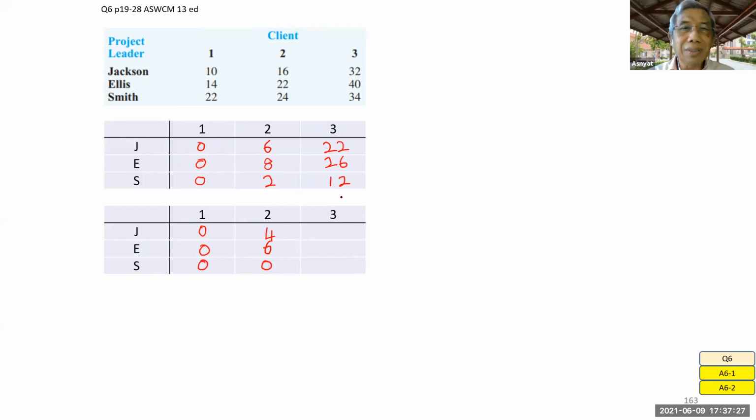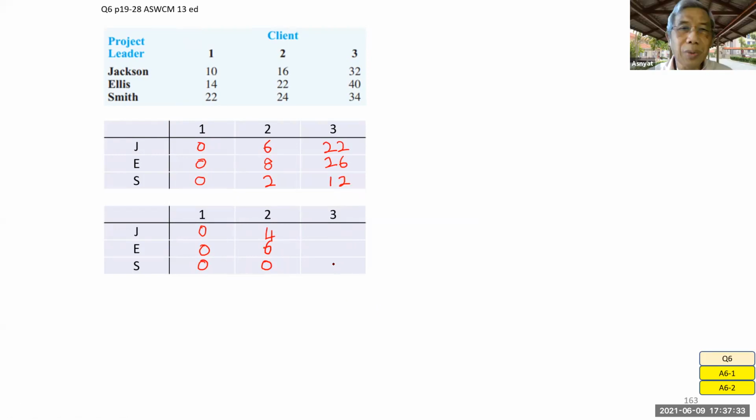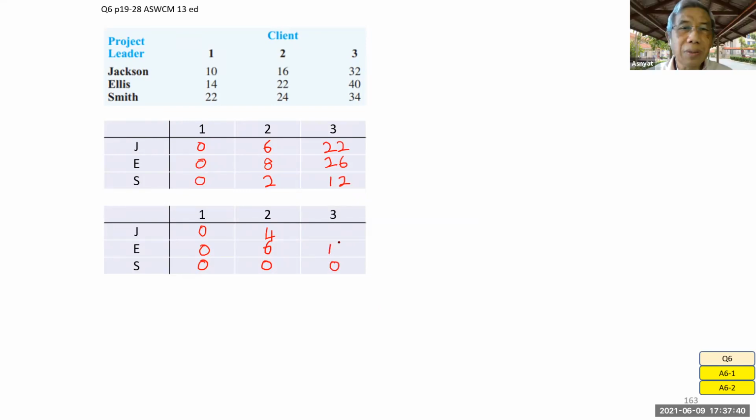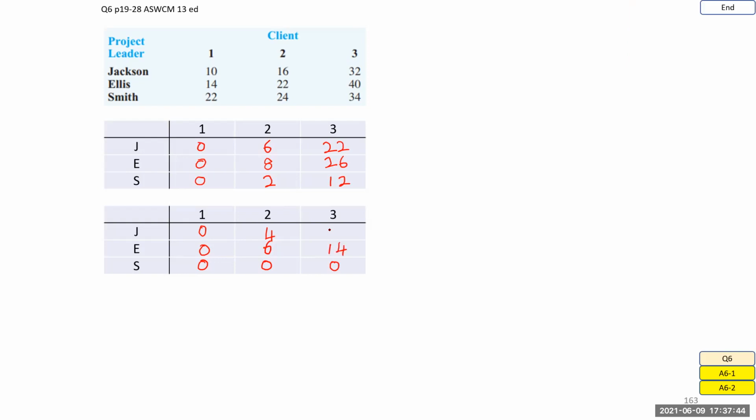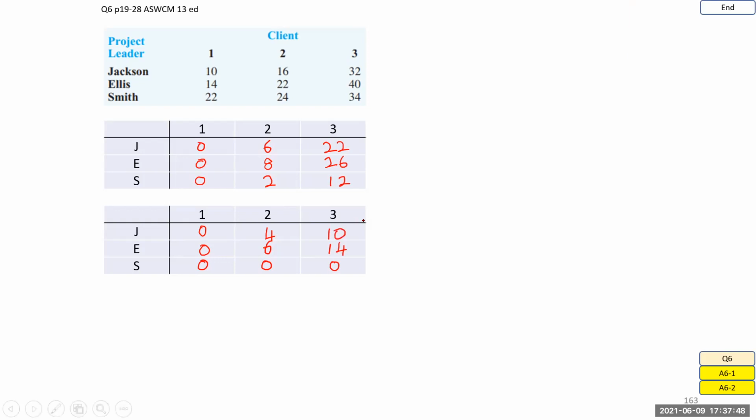Now the other one here is 12. So let's put 12 minus 12, 0. 26 minus 12, 14. 22 minus 12, 10. Yes. Okay, what's next?